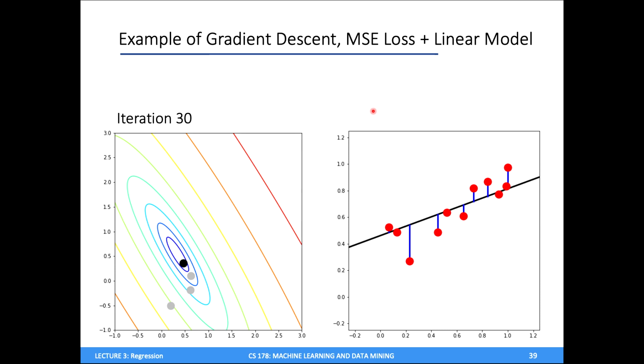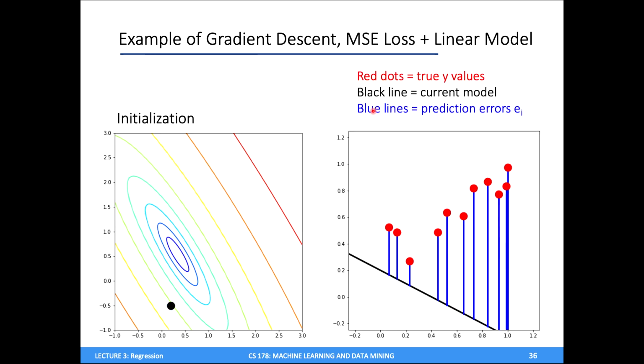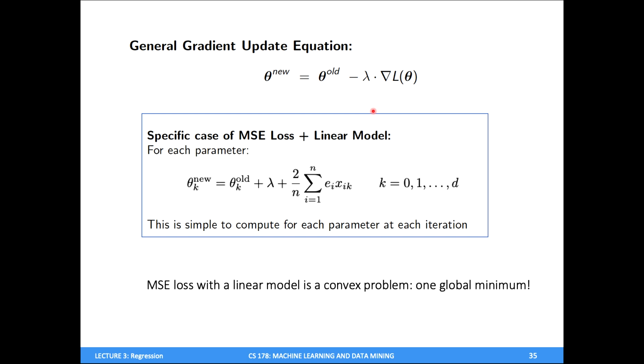Yeah, in the back. 35, yes. So this plus sign here, delete it, it's a typo. It should be lambda times 2 over n times the summation. Yeah, I'll update these slides and post a new version on Canvas with the typo fix.